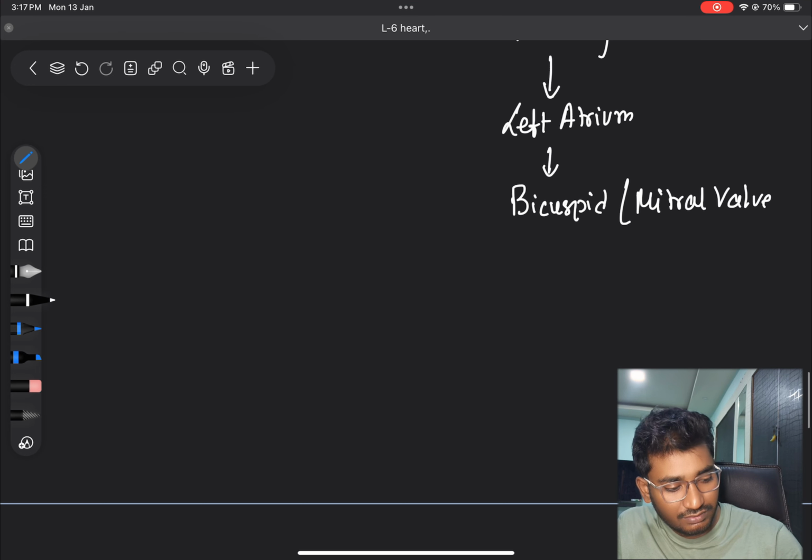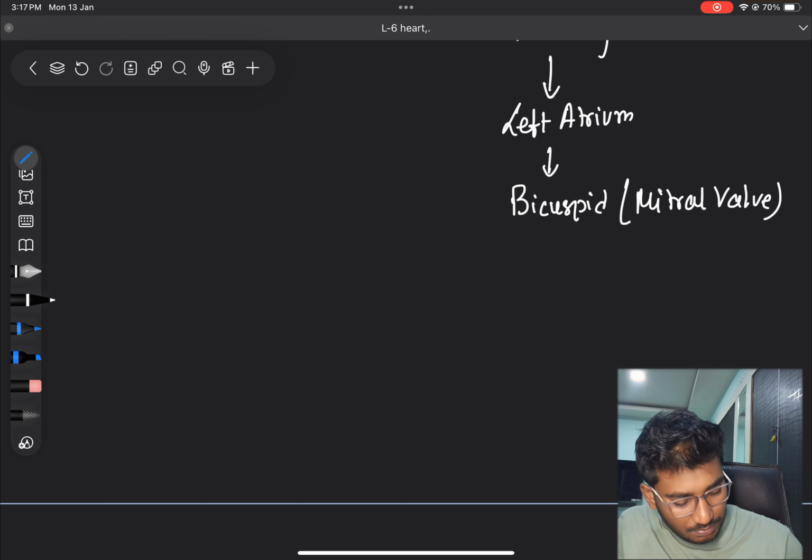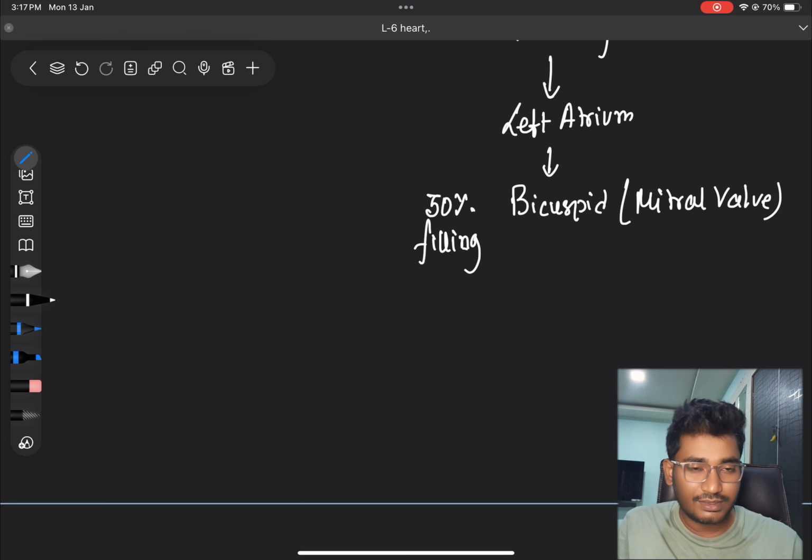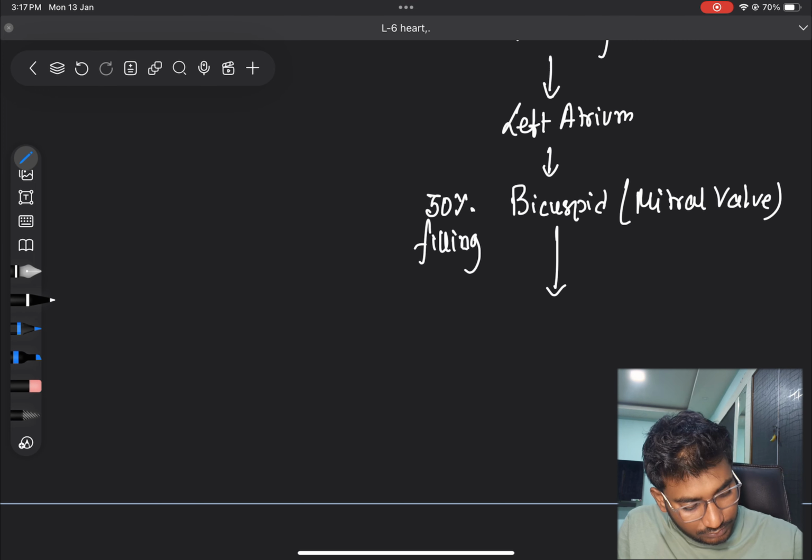The left atrium gives 30% filling, by the systole of the left atrium. Okay. Now here 70% filling is by joint diastole.